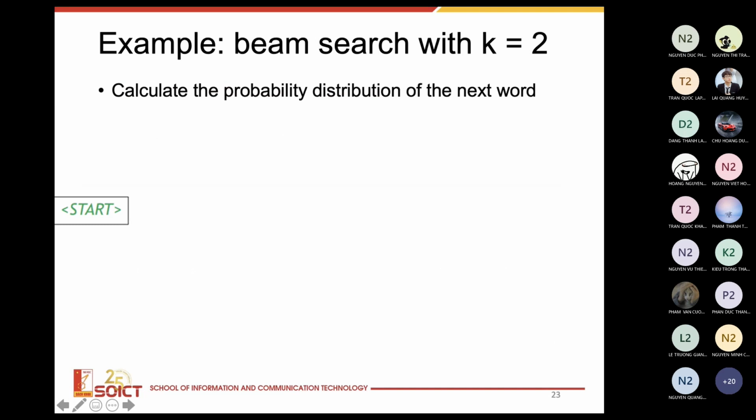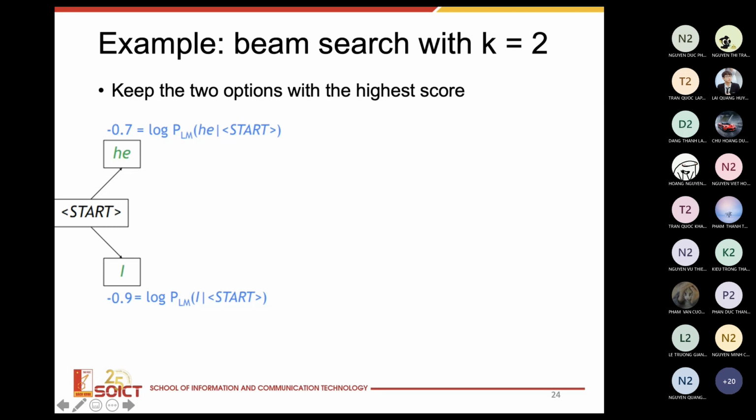Okay, so let's see the example. Let's say we want to do beam search with K equal to 2. First, we calculate the probability distribution of the network, and for example, starting from the start token, we have the two solutions with the highest probability, either we generate "he" or we generate "I". That is the score of that hypothesis. We keep only the two hypotheses with the highest score.